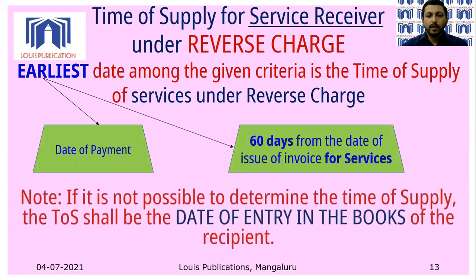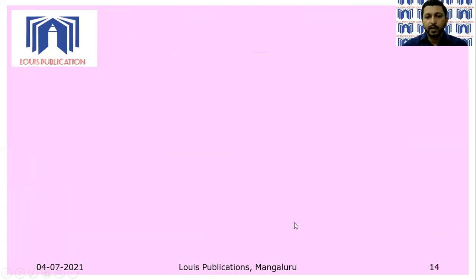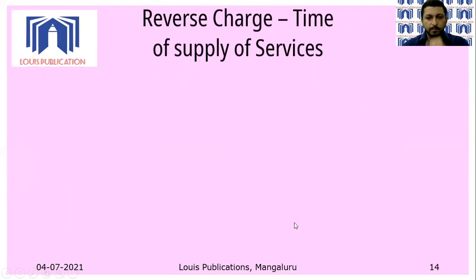And as usual, if it's not possible to determine the time of supply, then it will be the date of entry in the books of the recipient. So that will be the date considered. So for date of payment, there is a slight change. It was date of receipt of goods as far as goods is concerned under reverse charge. Here it's date of payment. So let's not get confused. And 60 days is the criteria. If it's not possible, then date of entry will be taken into account.